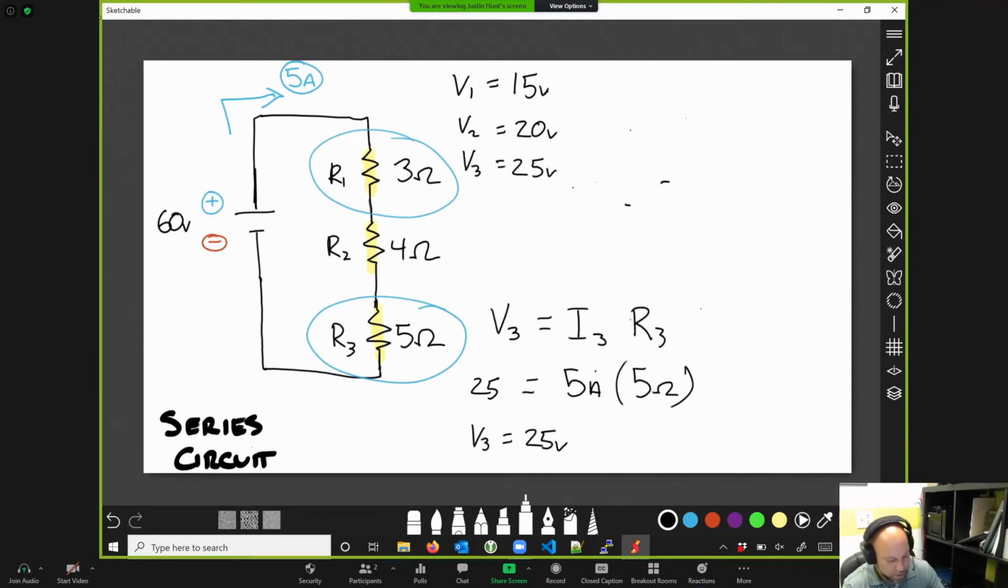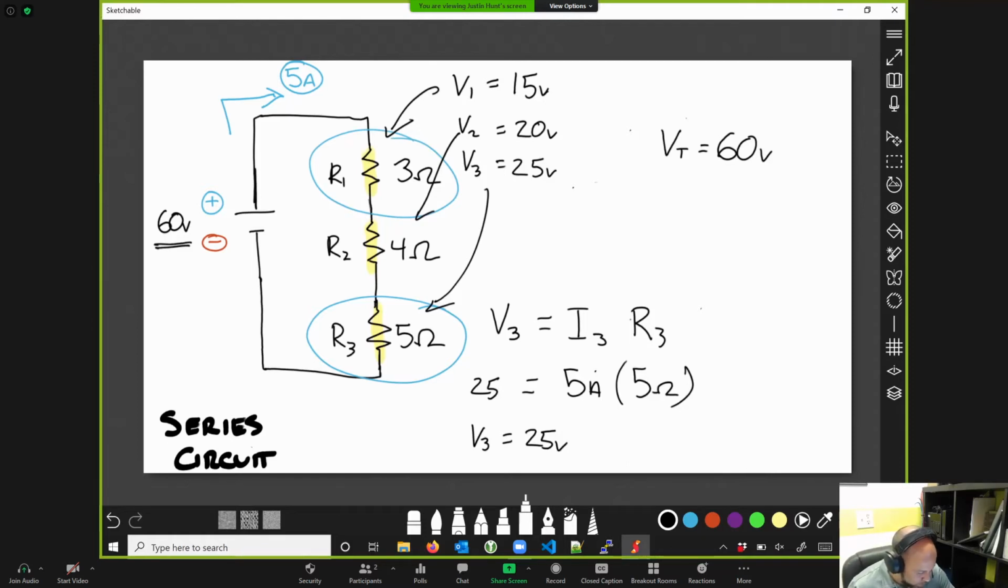Now, I want to draw some attention to this right here. We see that we can identify the voltage for each drop in our circuit. But what do those add up to? 15 plus 20 plus 25. The total voltage, or VT, is equal to 60 volts. Well, let's take a look at this. Right here, our power source is 60 volts.